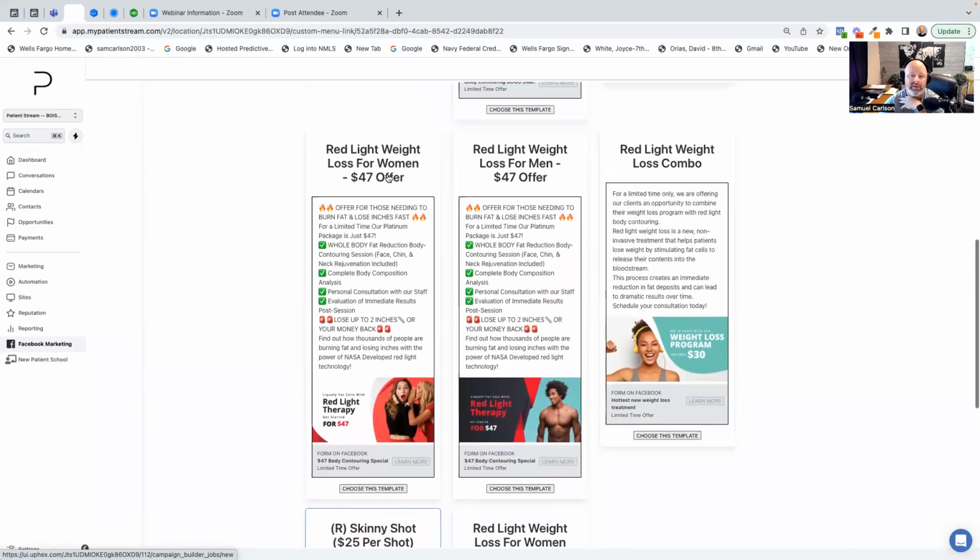If you can't, contour light, red light, giving up a session. And we make these specifically for women and men. The women ones tend to work a bit better. But yeah, a contour light session is awesome for those. Again, these are the lead forms.